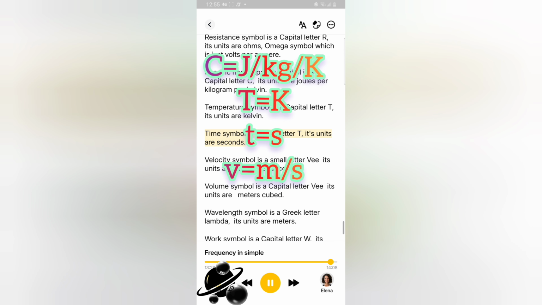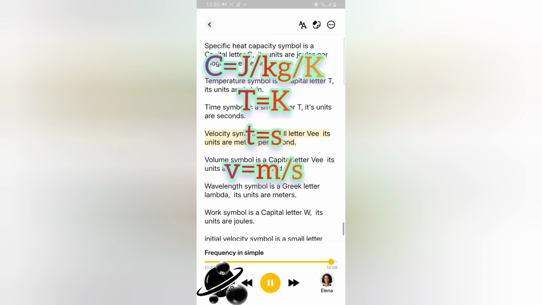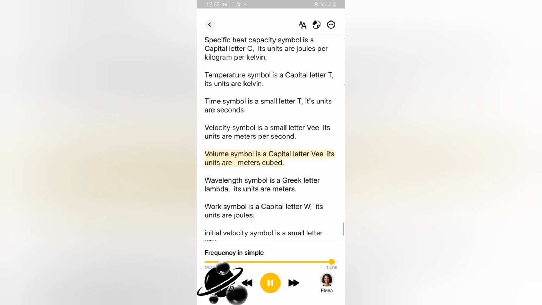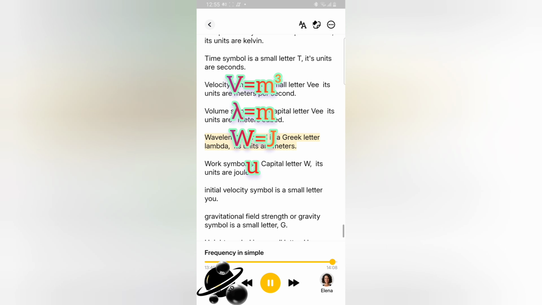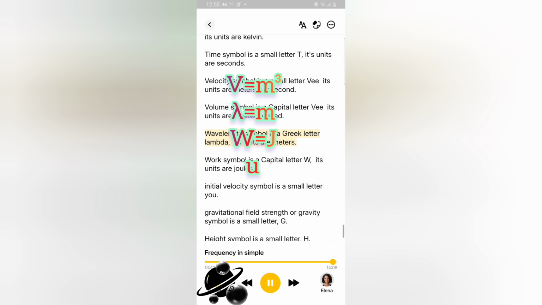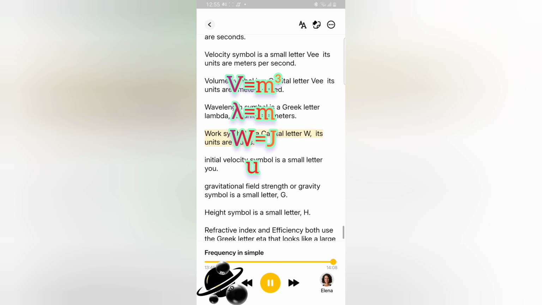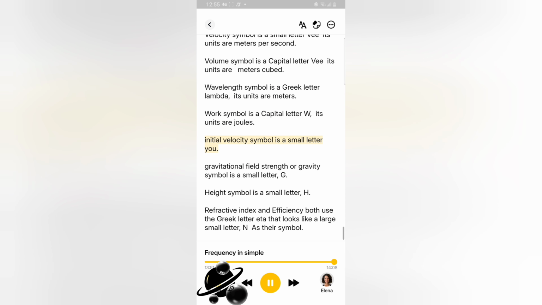Its units are seconds. Velocity symbol is a small letter v. Its units are meters per second. Volume symbol is a capital letter V. Its units are meters cubed. Wavelength symbol is a Greek letter lambda. Its units are meters. Work symbol is a capital letter W. Its units are joules. Initial velocity symbol is a small letter u. Gravitational field strength or gravity symbol is a small letter g. Height symbol is a small letter h. Refractive index and efficiency both use the Greek letter eta, that looks like a large small letter n, as their symbol.